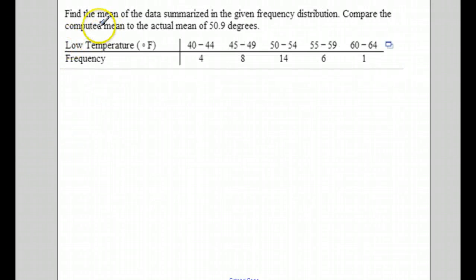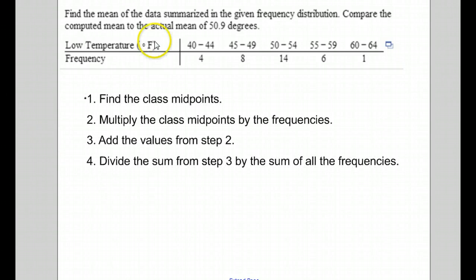Alright, if you have a frequency distribution, instead of adding the numbers and dividing by how many you have, you can't really do it that way. So if you have a frequency distribution, what you want to do is follow this list of directions. You're going to find the class midpoints first. If I'm looking at 40 to 44, the class midpoint here is a 42.